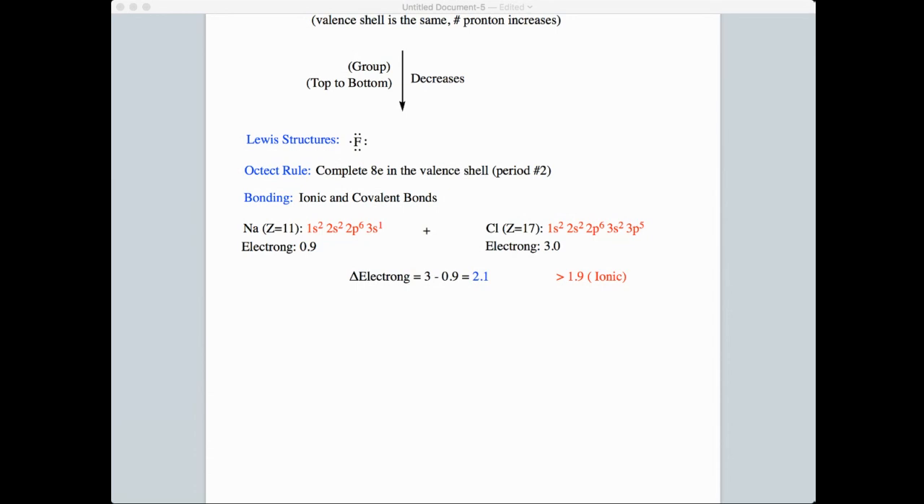The reason why there are no units is because they are relative to fluorine. So they assign the value of 4 to fluorine, and then every atom is relative to that. So it's a relative measure.